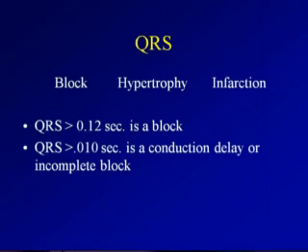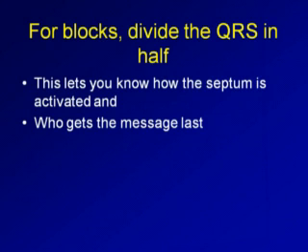To start with block, by definition, when there is a block in the ventricles, the QRS grows in its length. Greater than 120 milliseconds, or 3 millimeters, is a block. Greater than 100 milliseconds, or 2.5 millimeters, is abnormal conduction, but not yet a block, often termed a conduction delay. When you have a block, go to V1.